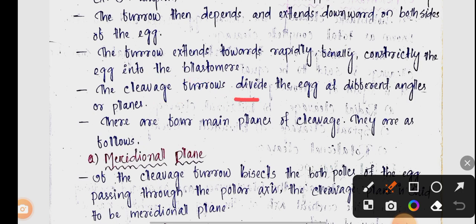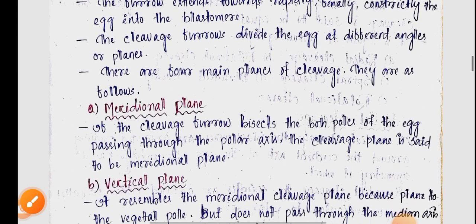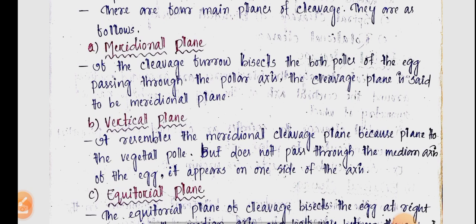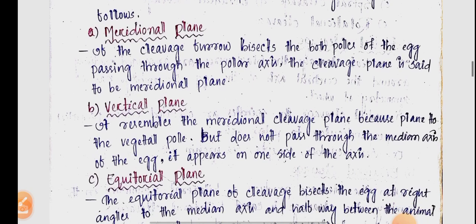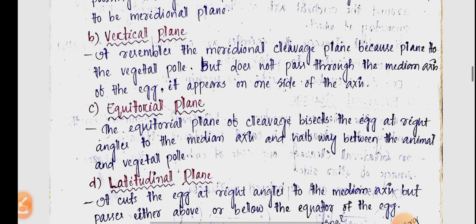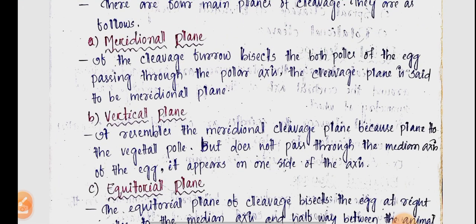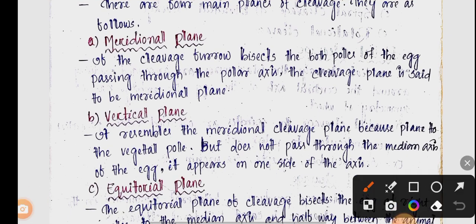The cleavage furrow divides the egg or zygote into angles or planes. There are four main planes of cleavage. They are as follows: meridional plane, vertical plane, equatorial plane, latitudinal plane. So we can discuss the meridional plane. Number one is the meridional plane.